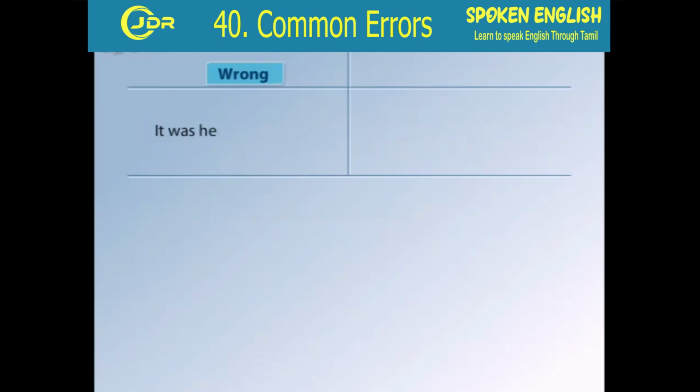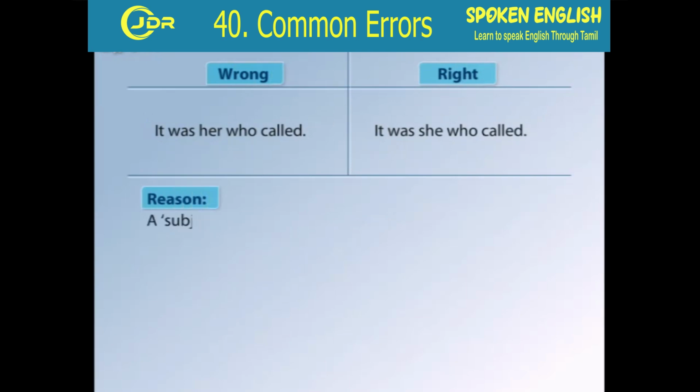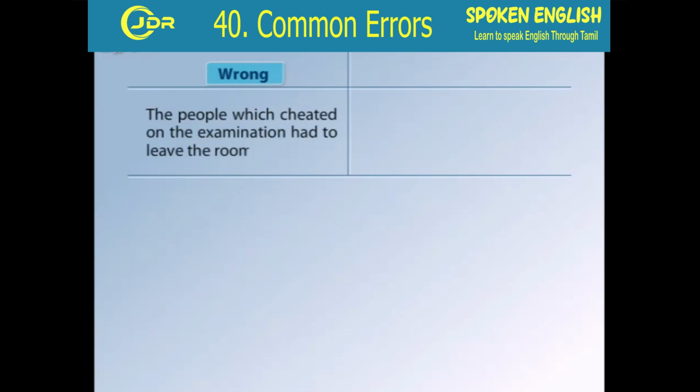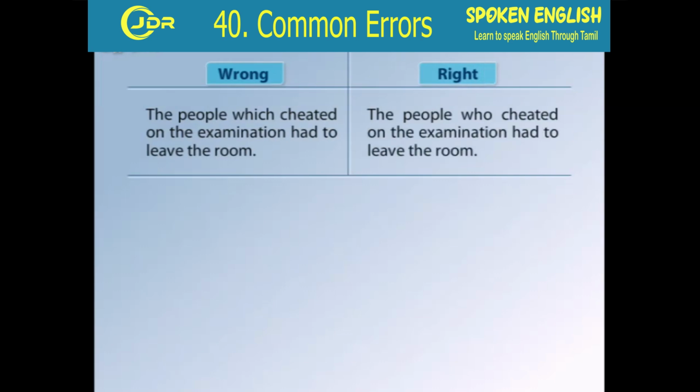Wrong: it was her who called. Right: it was she who called. Reason: a subject pronoun is needed in the sentence, hence, her is wrong. Wrong: the people which cheated on the examination had to leave the room. Right: the people who cheated on the examination had to leave the room. Reason: which is not used for people.